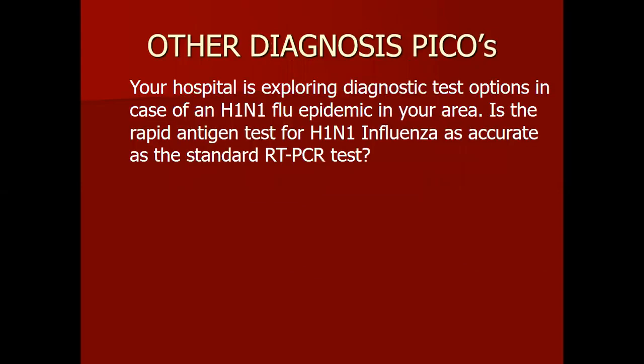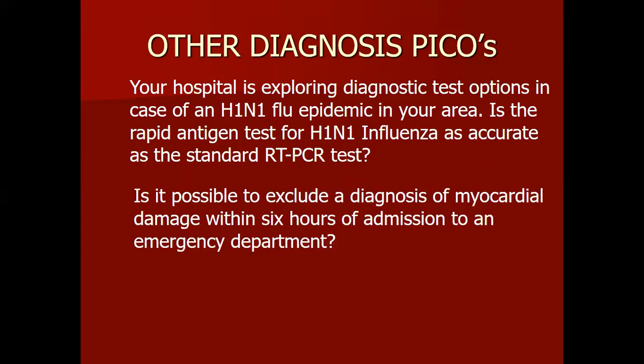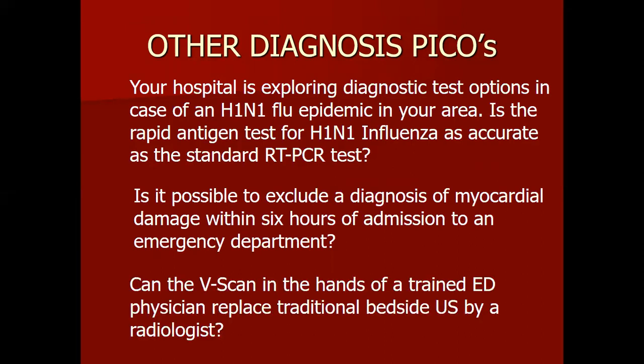There are some other diagnostic PICOs that just show up out of interest. A hospital exploring diagnostic test options for H1N1: is the rapid antigen test as accurate as the gold standard PCR? So we use rapid kits a lot, right? Both in general practice and emergency. Does it give the same information? Will it be as accurate as the gold standard? Is it possible to exclude a diagnosis of MI within 6 hours of admission to the emergency department? What do you ER people say? Within 6 hours. Right? So it depends. Can the V-scan in the hands of a trained ED person replace traditional bedside ultrasonography? Yes. You know, these are just questions I put up. And people have tried to answer these questions by doing diagnostic studies.